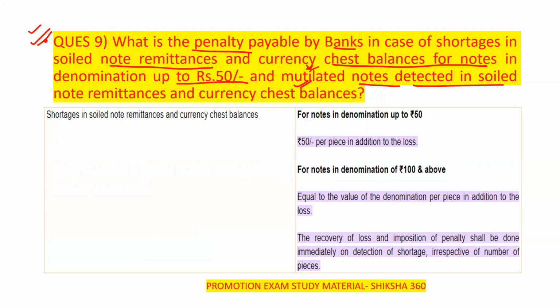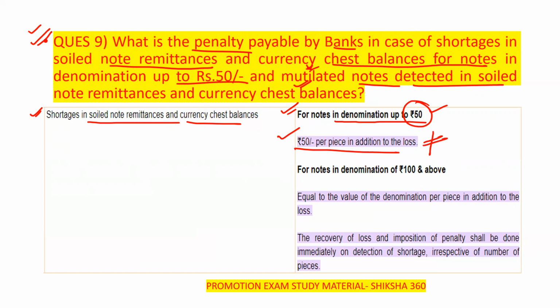So now let's discuss in detail all these things. If there is any shortage in the soiled note remittances and the currency chest balances, how much do they have to pay as penalty? Here, for notes in denomination up to rupees 50, they have to pay rupees 50 per piece in addition to the loss. Clear?